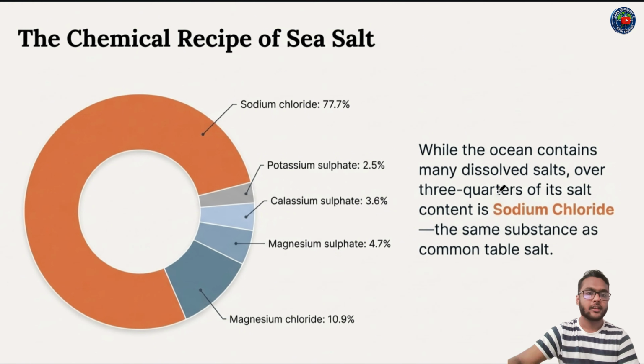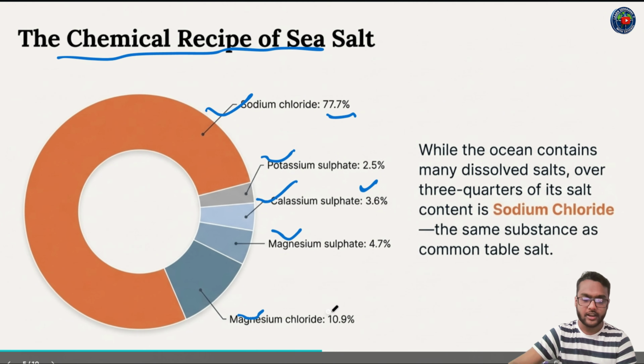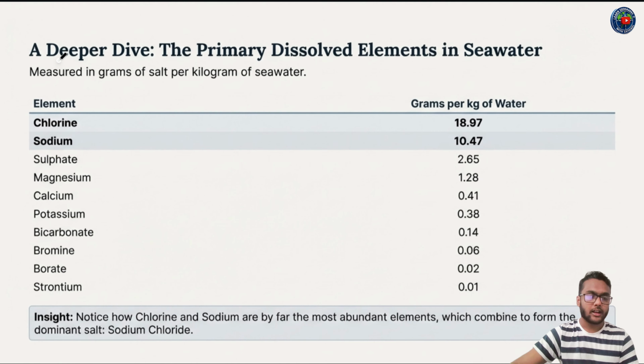The chemical recipe of sea salt: sodium chloride 77%, potassium sulfate 2.5%, calcium sulfate 3.6%, magnesium sulfate 4.7%, magnesium chloride 10.9%. This is the chemical composition of ocean salt. While the ocean contains many dissolved salts, about three quarters of its salt content is sodium chloride, the same substance as common table salt.